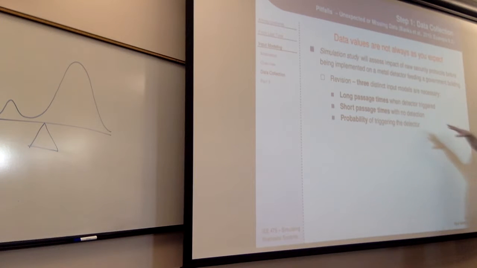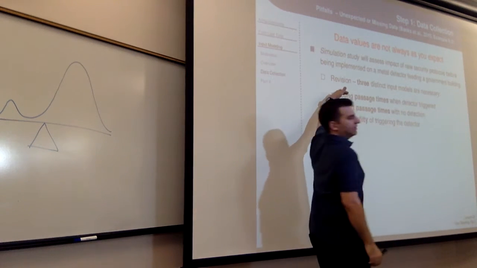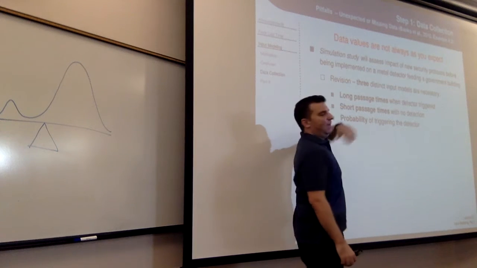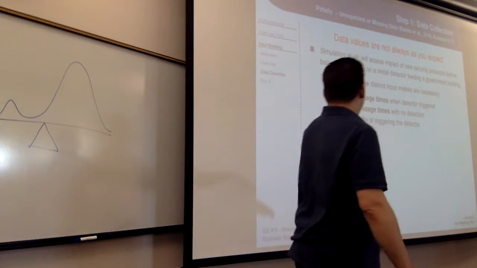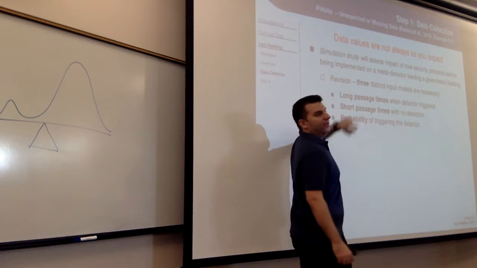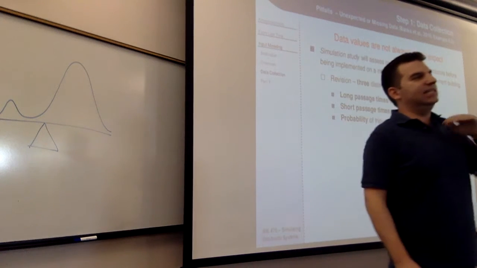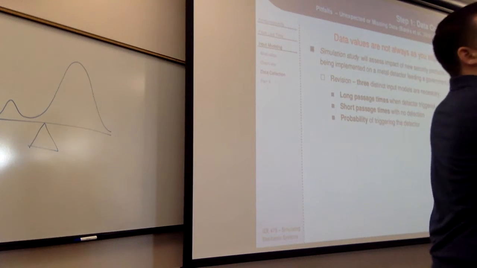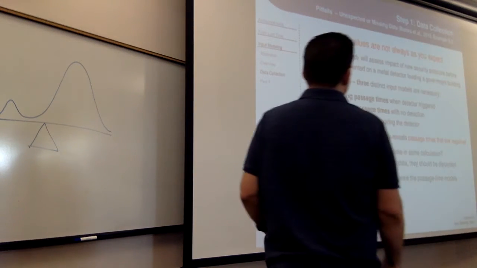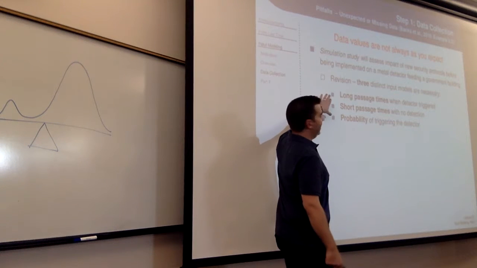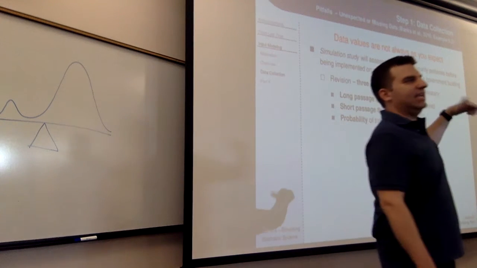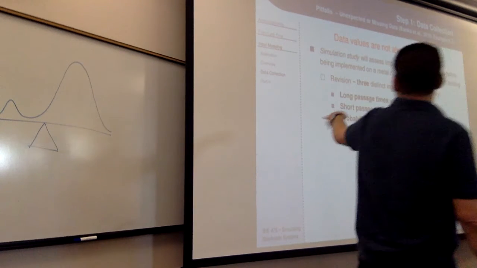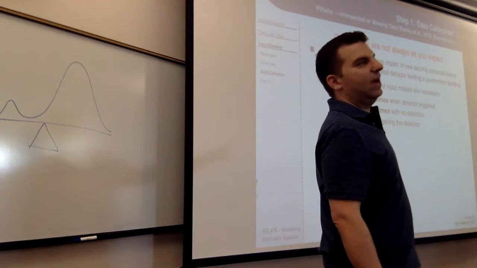So now I have 3 distinct input models. I have long passage times that I have to model, I have short passage times that I have to model, and I have a probability of which one you get. Now every entity is going to go in, and then be sent off into one distribution or the other. I'll work an example of this in one of the future lectures in this unit, where we'll show how to build this in Arena.